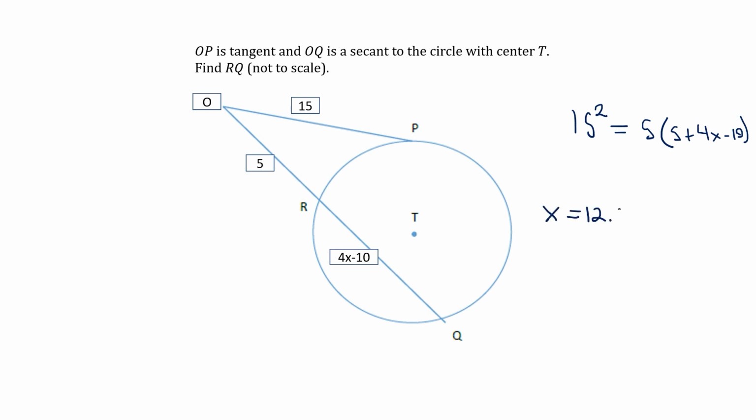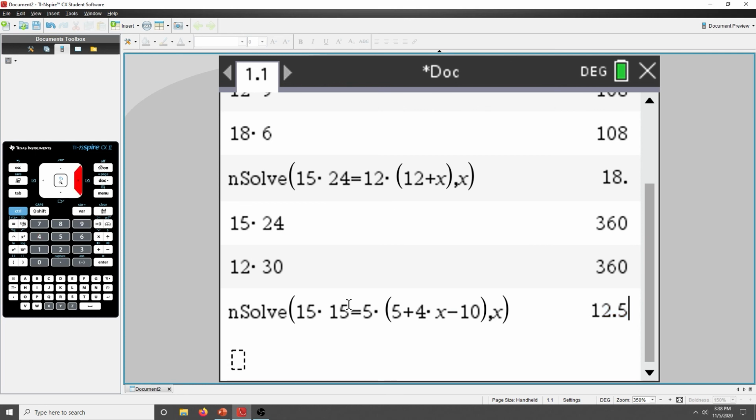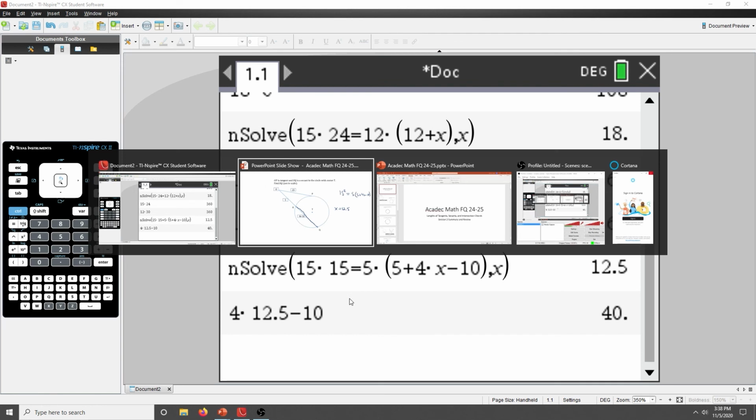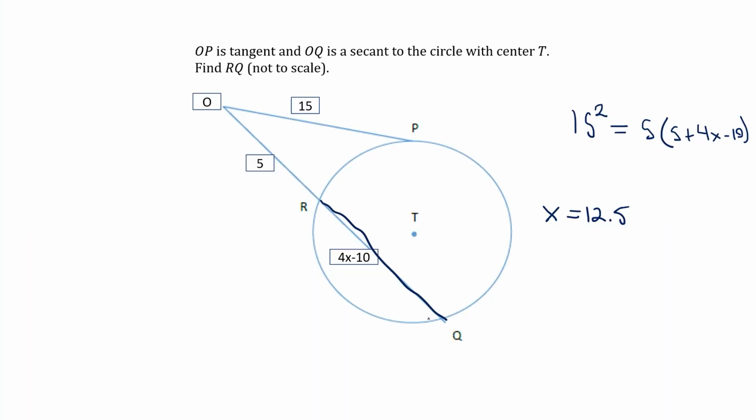And that might be an answer choice, but we're not looking for x. We're looking for RQ, which is this line here. So we're going to plug the 12.5 back into this. 4 times 12.5 minus 10 equals 40. So this length is 40. So your answer choice would be 40.